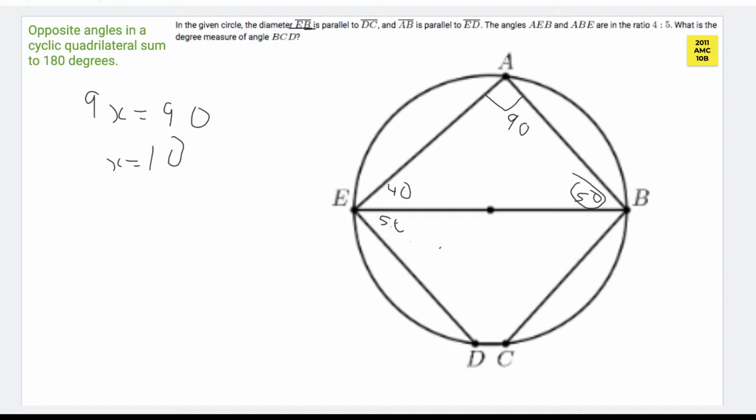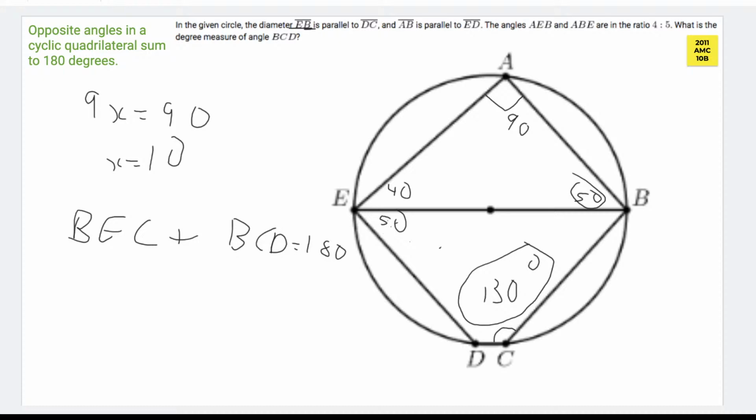And if this is 50, then it's asking us to find the angle measure of BCD. And you notice EBCD is a cyclic quadrilateral. That means angle BEC plus the measure of angle BCD has to be 180. And we know one of them is 50 degrees. That means the other has to be 130 degrees, and that is the answer. So this shows the importance of knowing the fact that opposite angles in a cyclic quadrilateral sum to 180 degrees.